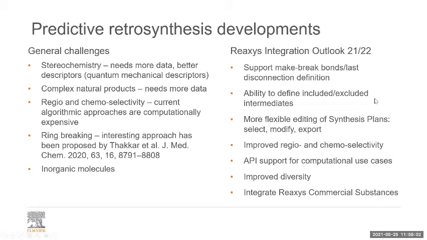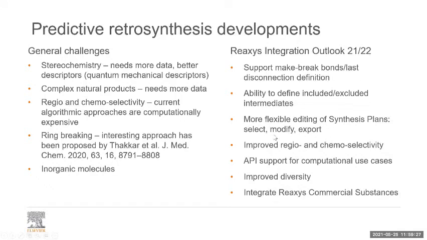We also know that sometimes users would like to define what intermediate to include or exclude. So if you have certain toxic intermediates that you would like to exclude, or if you want the retrosynthesis to go through a particular intermediate, we've heard this requirement from users as well. So definitely working on those.